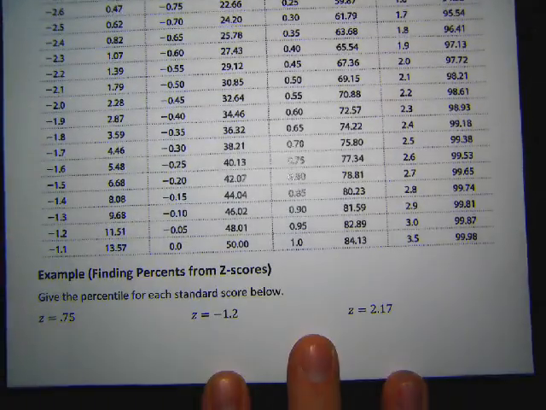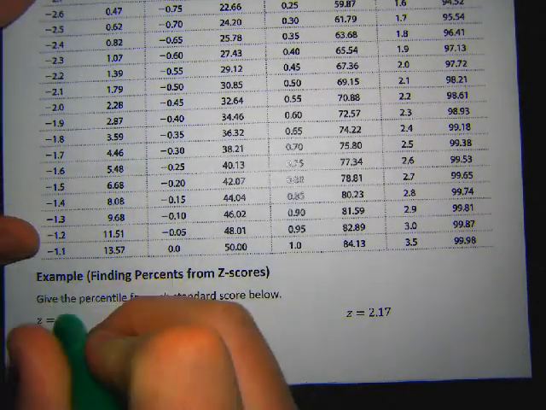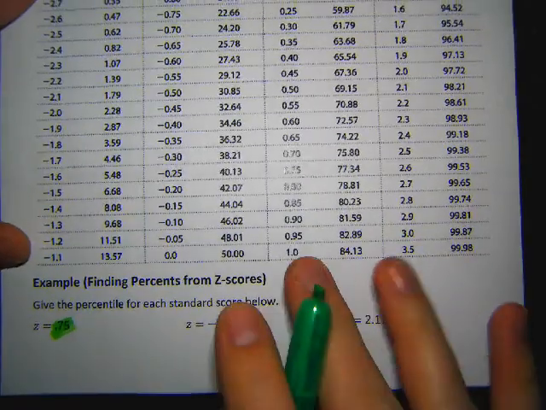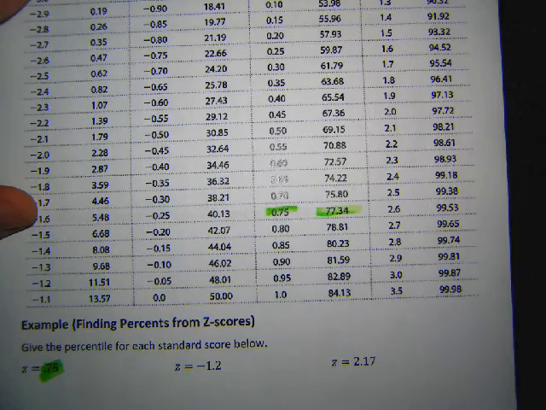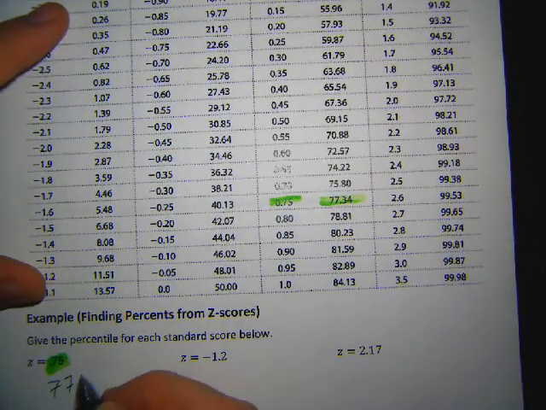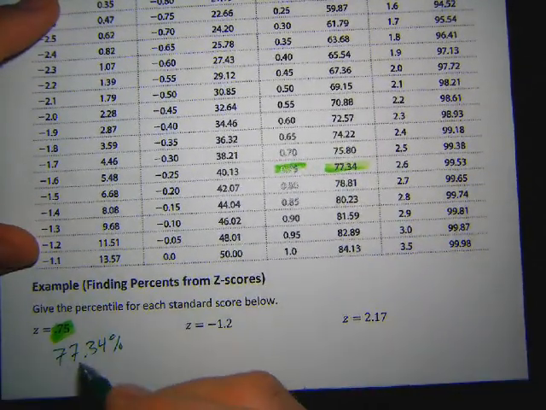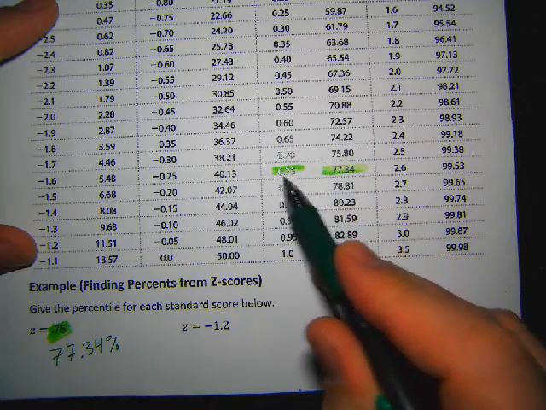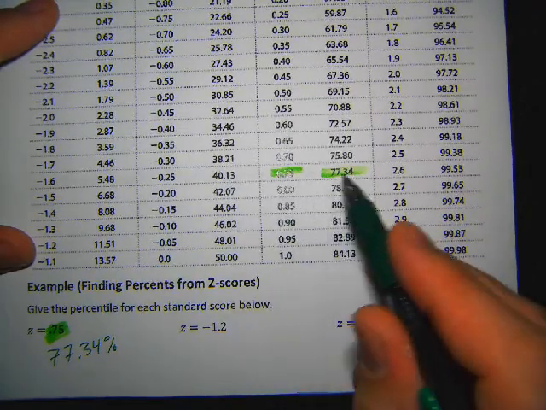Here I gave you a couple of z-scores, and we're just going to look them up. The first one is 0.75. Here's 0.75, and it's going to give us the 77th percentile, 77.34%. That tells us that 77% of the scores are below this score. We don't know what the score is, we just know it's a z-score. But 77% are below that.